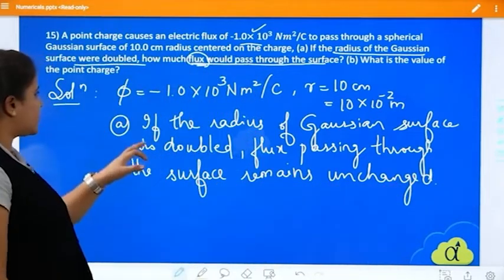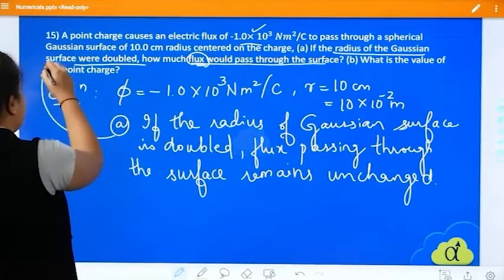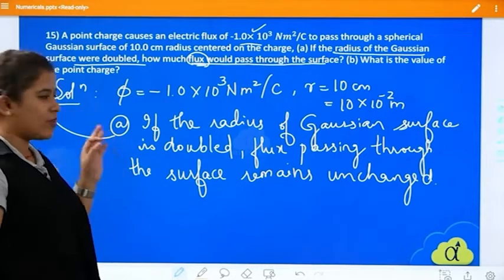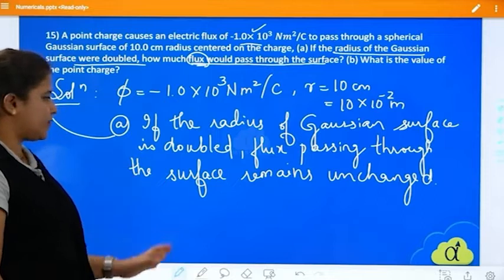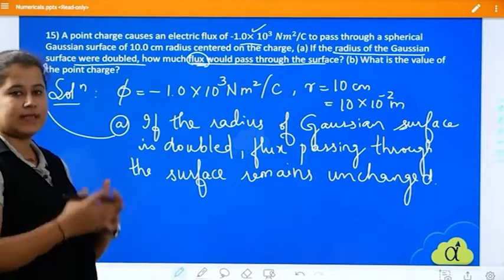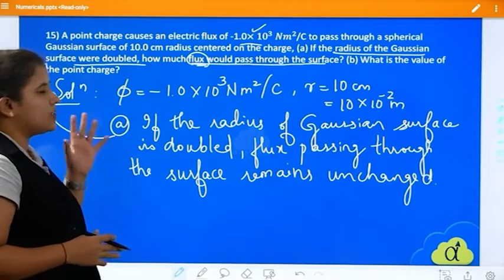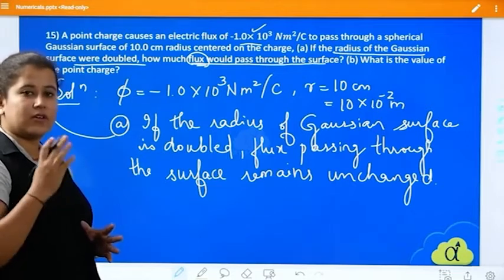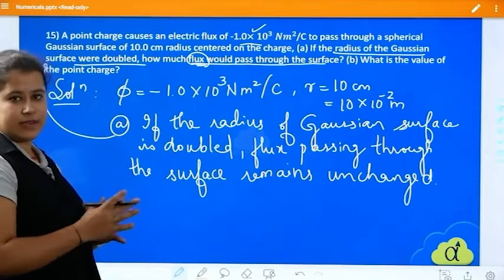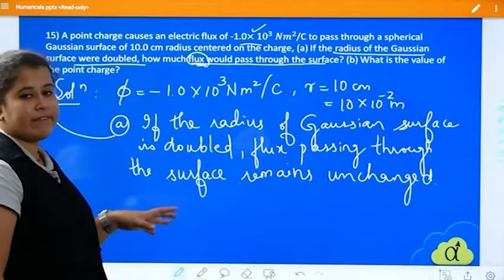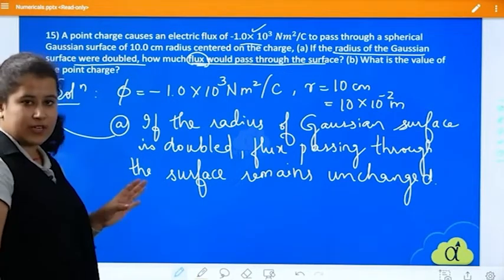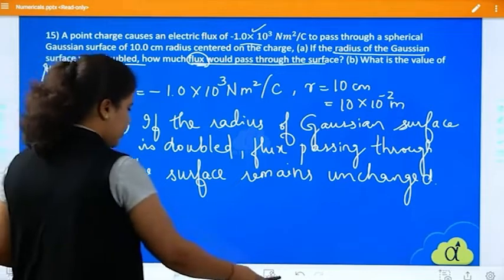So that is the logical answer. If the radius of the Gaussian surface is doubled, then the flux passing through the surface remains unchanged, because it is completely dependent on the charge which is present on the surface of that conductor. Okay, so next, what you have to find out is the value of the point charge. I have to find out the value of the point charge, so we'll do it.